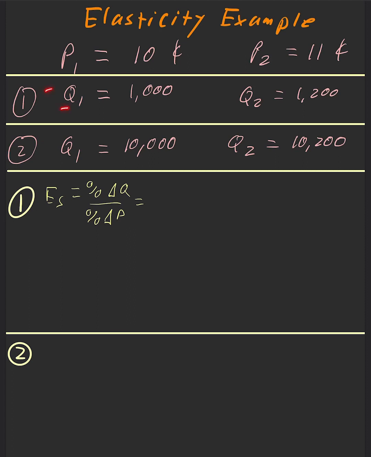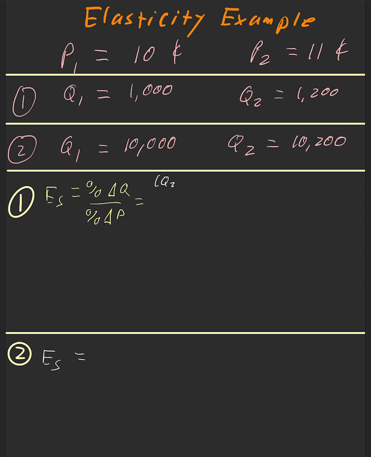In example 1, the initial quantity is 1,000, and because it's supply, the quantity goes up to 1,200. Let's do each of these examples in turn. Let's start with example 1. I'm going to write out the equation first. It's quantity 2 minus quantity 1 over quantity 1, so we get our percentage change in quantity, divided by price 2 minus price 1 divided by price 1.